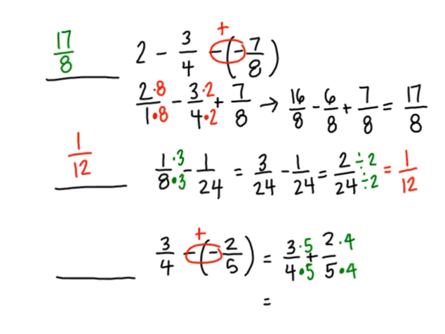Cleaning this up, it gives me 15/20 plus 8/20, and I know that's going to be 20ths. 15 plus 8 gives me 23. My final answer for this one is 23/20. If you said 1 3/20, that would be correct as well.